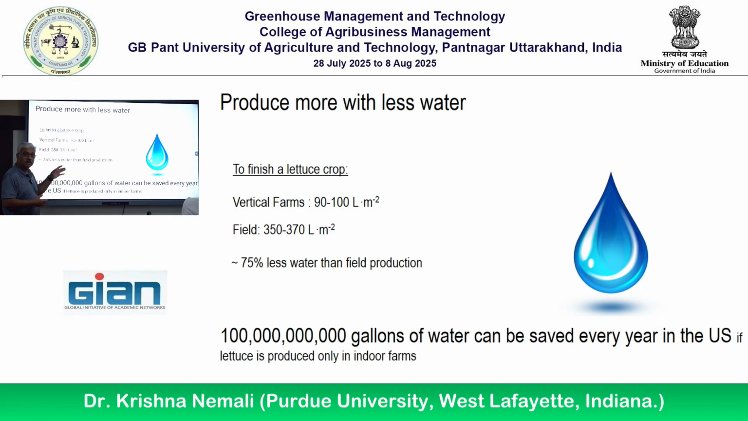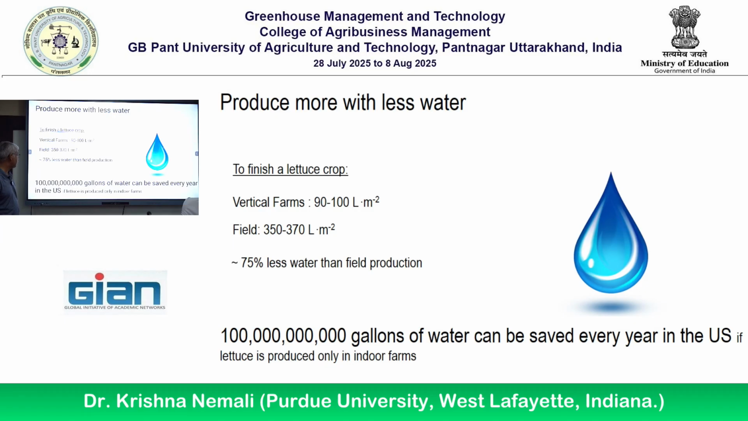This is actually research data. People claim something really big that is not true. People say that in vertical farms you just need 5% of the water compared to the field, but that's not true. You actually need to give plants about a third of the water. This number is almost a third of this number. So that means you can save almost 70% of water compared to field crops.